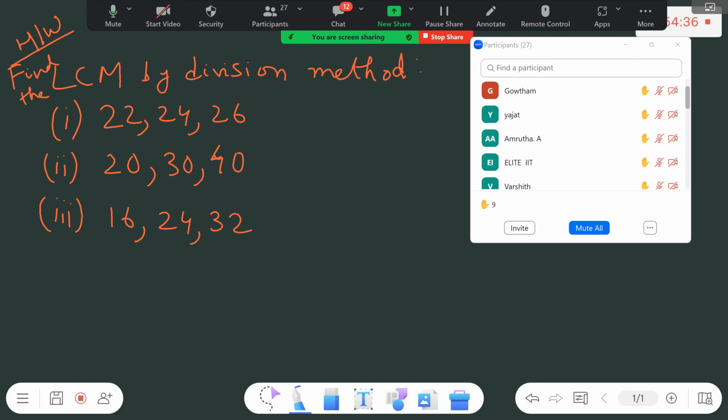So these are your homeworks. Find the LCM by division method. Okay. Three questions. Okay, so that will be all for today. Everybody has written down the homework.